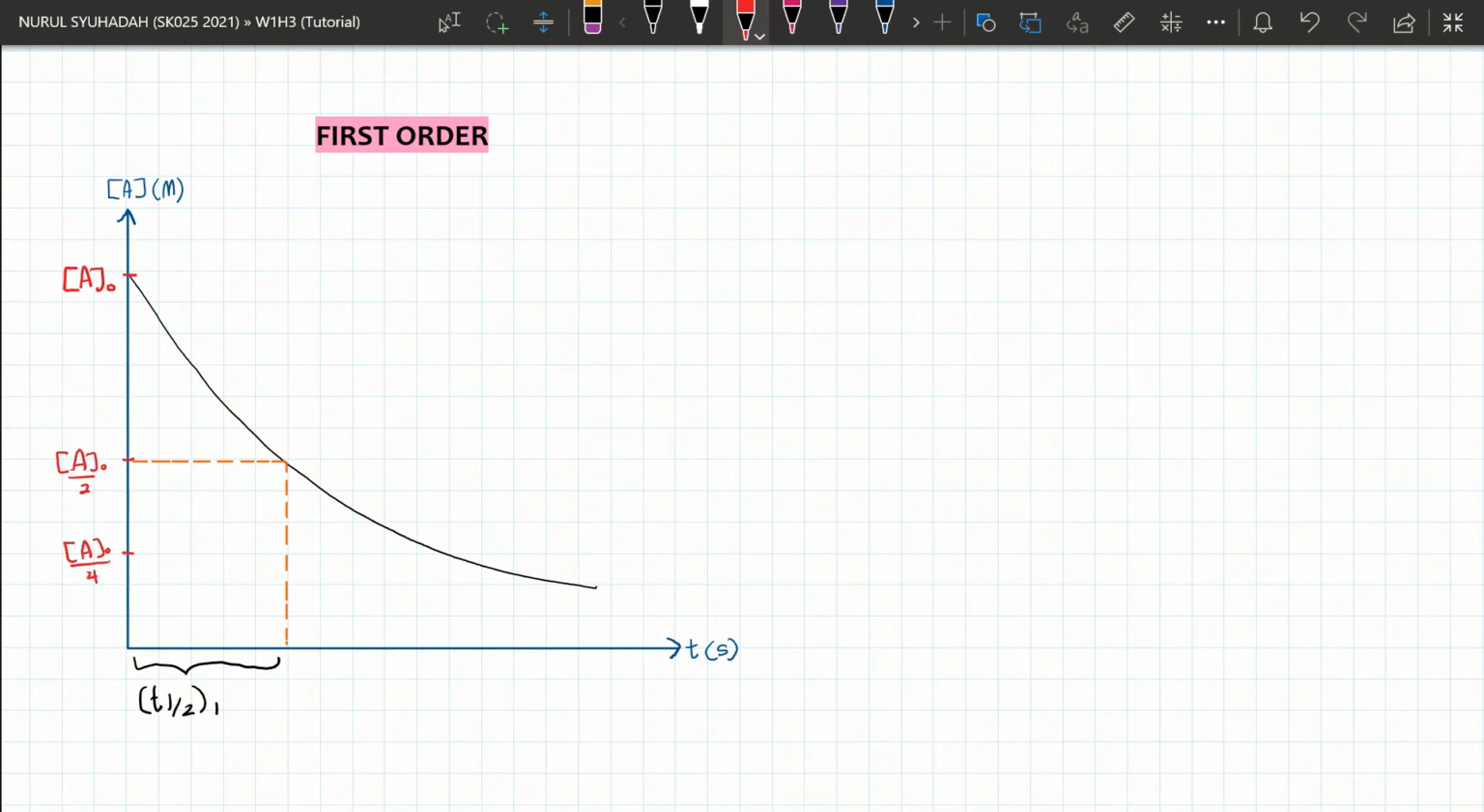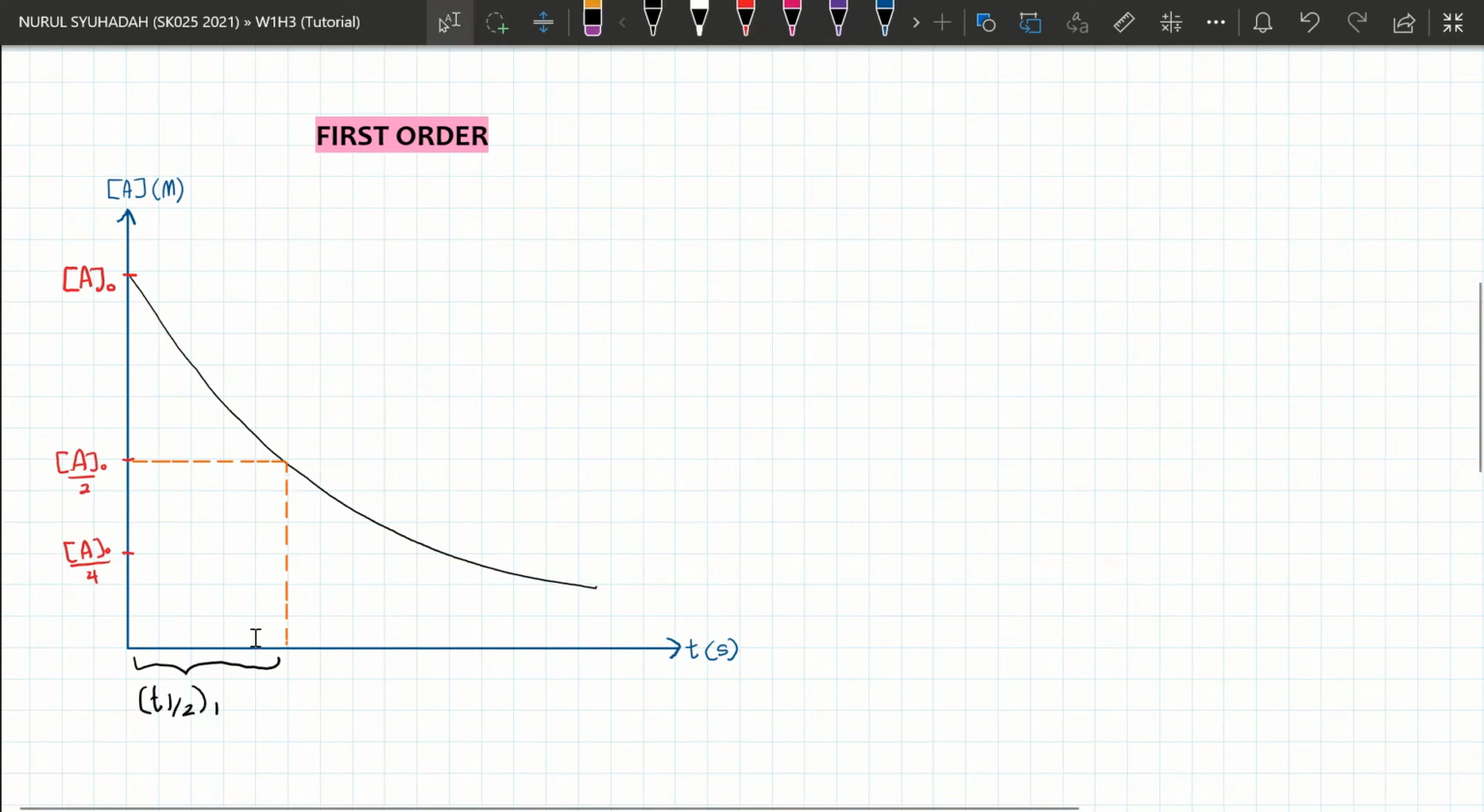Okay, so before I proceed, the value that I put here is a general value. So if let's say on your graph you have a scale, for instance, you start with 60. The concentration is 60. So the next one will be 30. So the next one will be 15. Half the concentration each time. Okay, so I just show you the general one. So let me proceed.